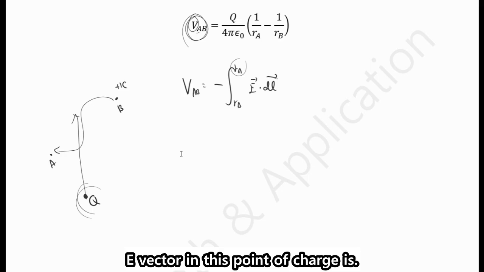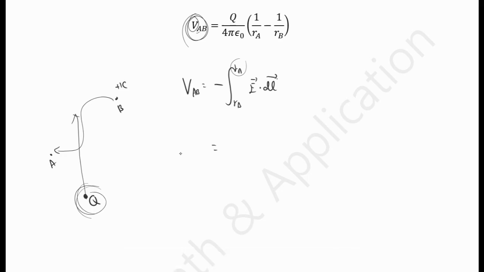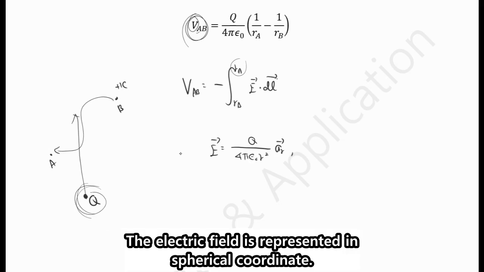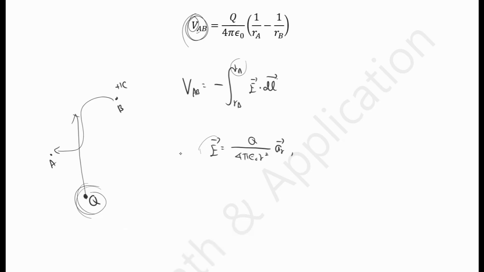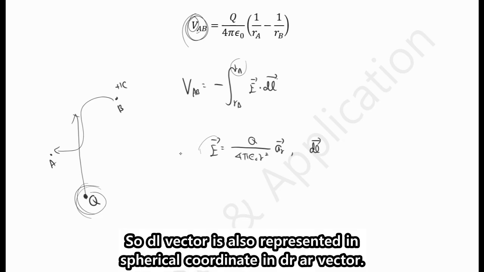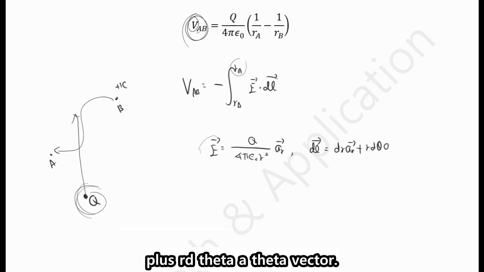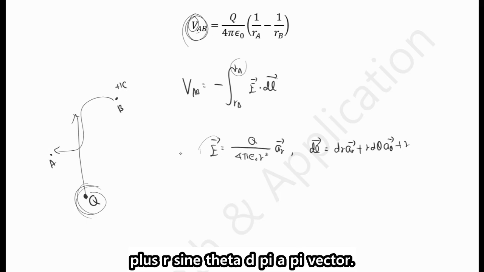The E vector in this point charge is Q over 4 pi epsilon 0 r squared, a_r vector. The electric field is represented in spherical coordinates, so the dL vector is also represented in spherical coordinates: dr a_r vector, plus r d theta a_theta vector, plus r sine theta d phi a_phi vector.